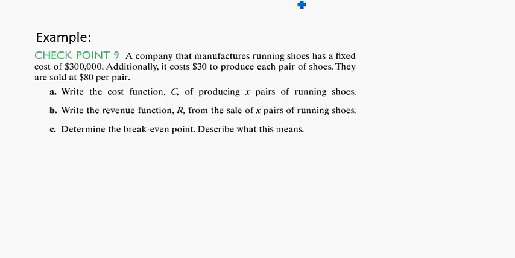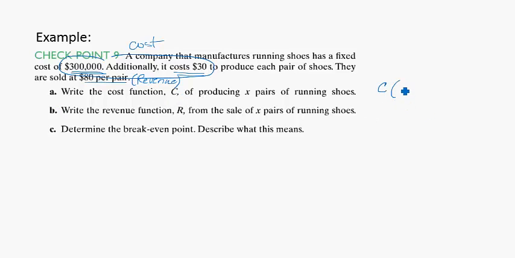Alright, so we have a company that manufactures running shoes. They have a fixed cost of $300,000. Additionally, it costs $30 to produce each pair of shoes. So this is again part of the cost function. They are sold at $80 per pair. So this is going to be part of our revenue function, and this information is going to be part of our cost function. So again, they're selling running shoes. And let's look at our cost.